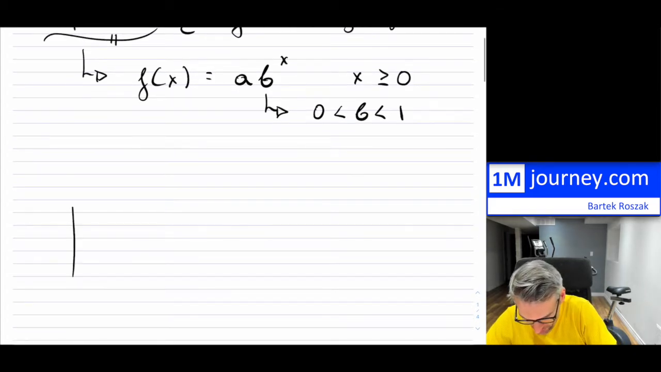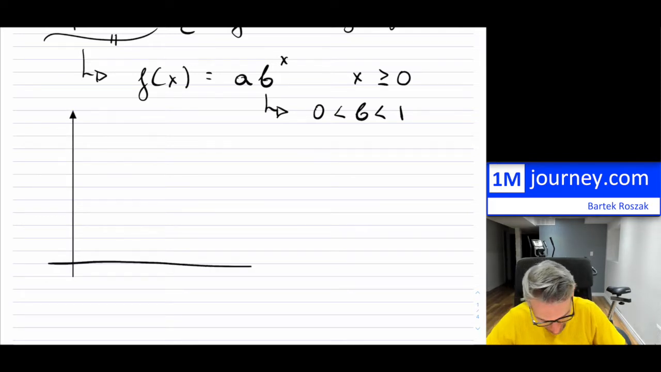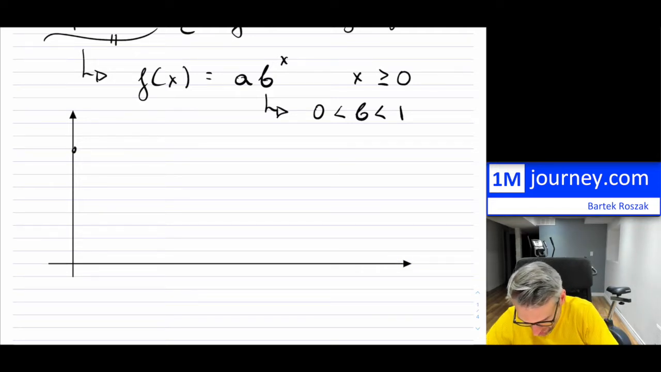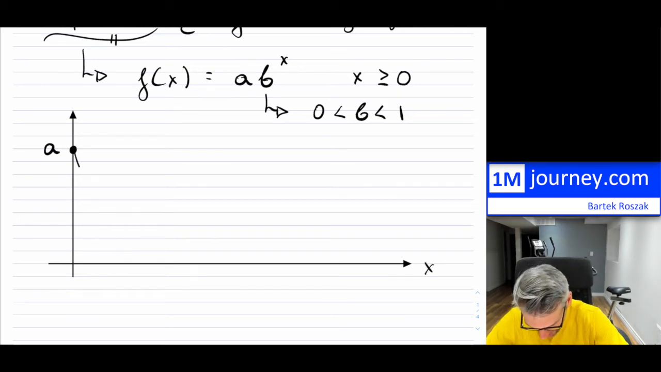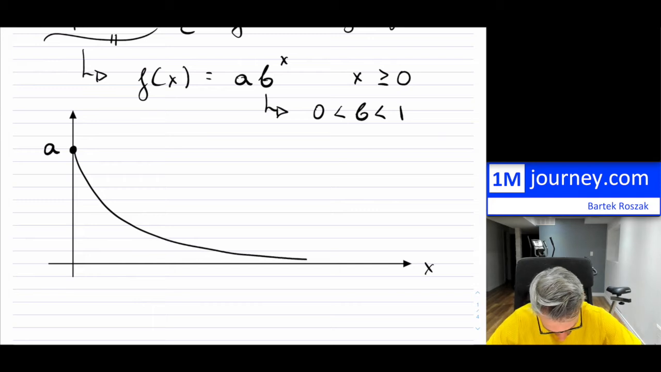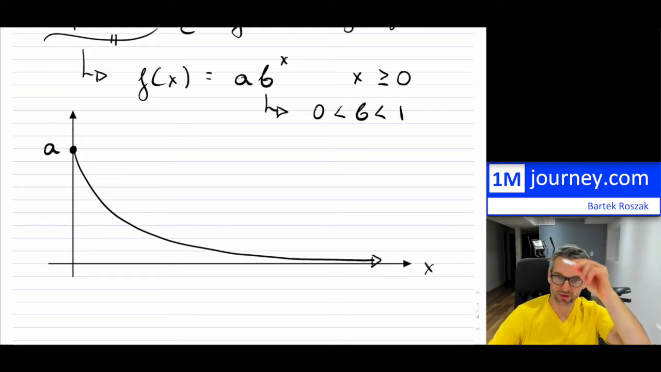So if I'm going to plot this out here, what we will have is that our function is going to start off at some a right here, because that's at x equal to 0. It's going to start to decay kind of like this, and proceed in that particular direction. The rate of how quickly it's decaying will depend on the size of b.